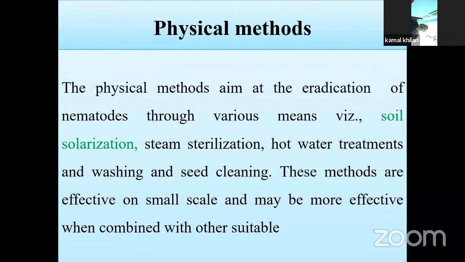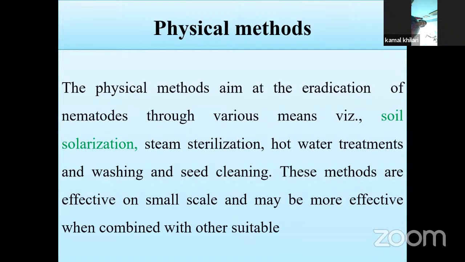And with soil solarization, we can manage not only the nematode, but also other pest problems, other disease problems, as well as the weed problem, and we can increase the fertility or nutrient availability in the field. So soil solarization is very effective.